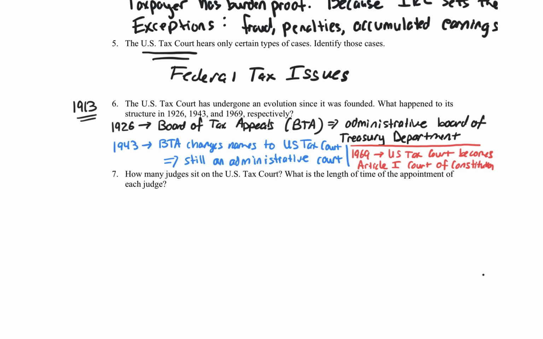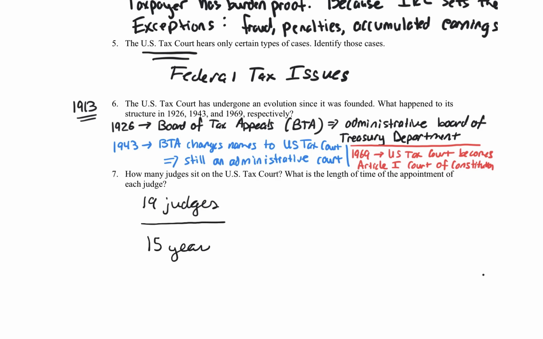Okay, let's move on to question 7. How many judges sit on the U.S. Tax Court? What is the length of appointment of each judge? So there's, at the time of this video, and again, this could change in the future, things change, 19 different judges. 19 judges. So that answers the first question. I'll come back and give some more context about the 19 judges. What is the length of appointment of each judge? The length of appointment is 15 years.